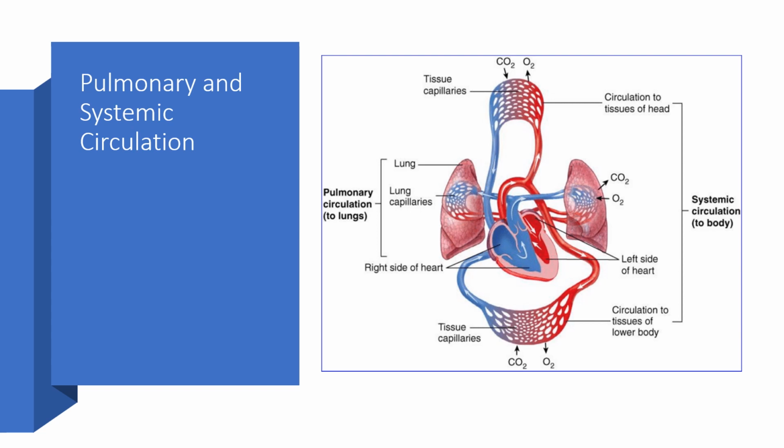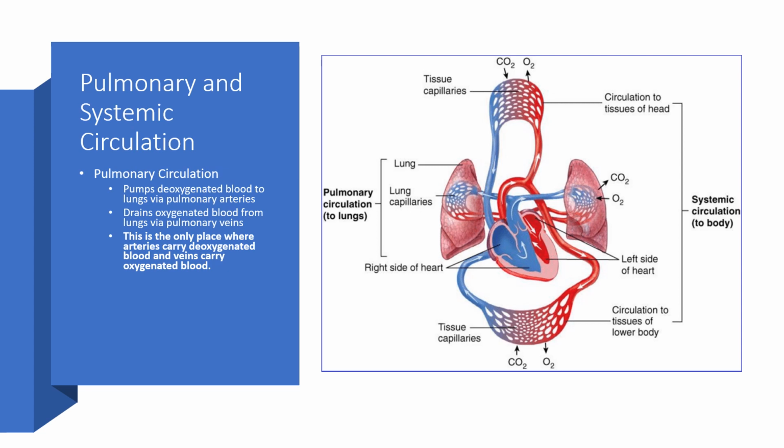Let's talk about the systemic and pulmonary circulation briefly. Pulmonary circulation: you have deoxygenated blood pumped to the lungs by pulmonary arteries. You have drainage of oxygenated blood from the lungs by pulmonary veins. This is the only place where arteries carry deoxygenated blood and veins carry oxygenated blood. The systemic circulation, on the other hand, involves pumping oxygenated blood to the peripheral tissues through the arteries. The veins drain deoxygenated blood from peripheral tissues.